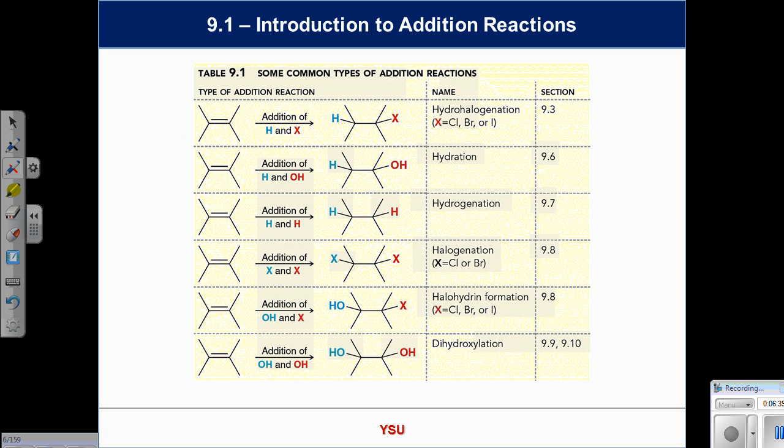Now the textbook summarizes this. This is something that you might keep an eye on as we work our way through this list. This table 9.1 is showing you all the reactions that we will have to do involving the addition of HX, HOH, HH, XX, OXX, and OHOH, right? And these are very powerful reagents and ways of putting new pieces into molecules.